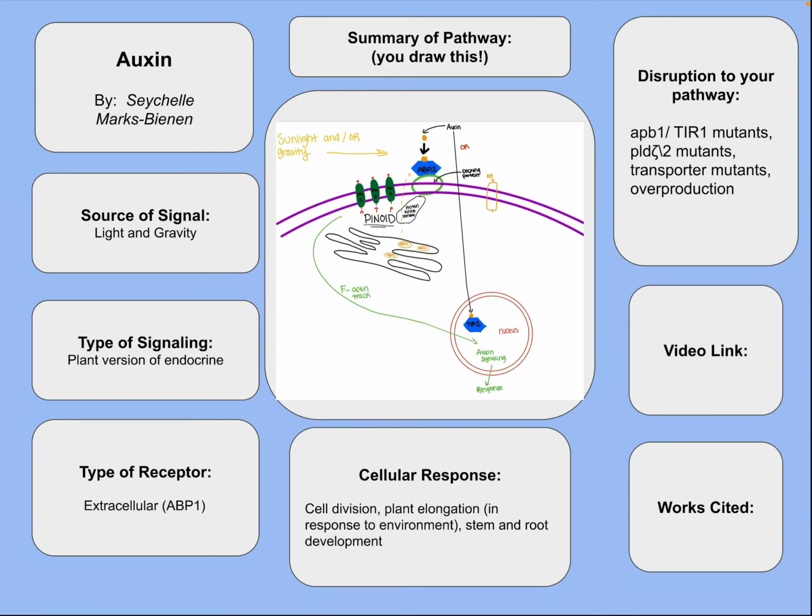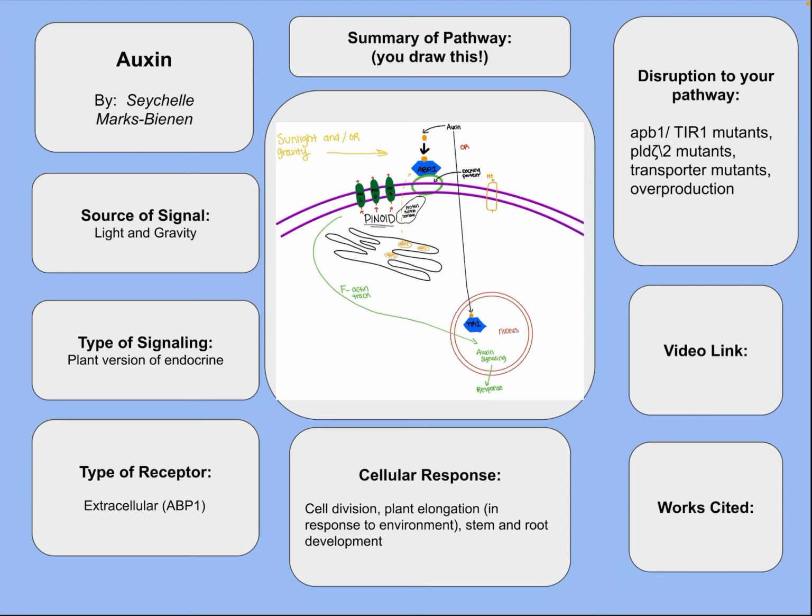Auxin is a plant hormone that shapes plant growth and development. The source of the signal is either light or gravity, and depending on the target result, auxin will accumulate or distribute itself in different amounts and areas.